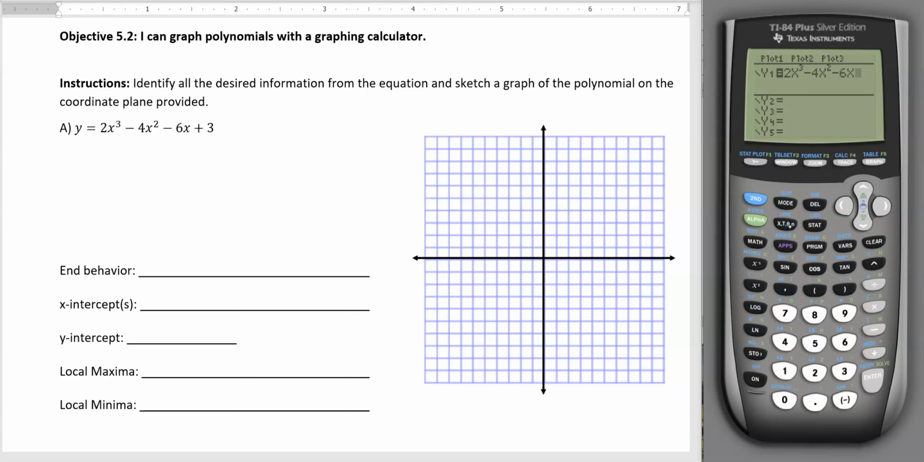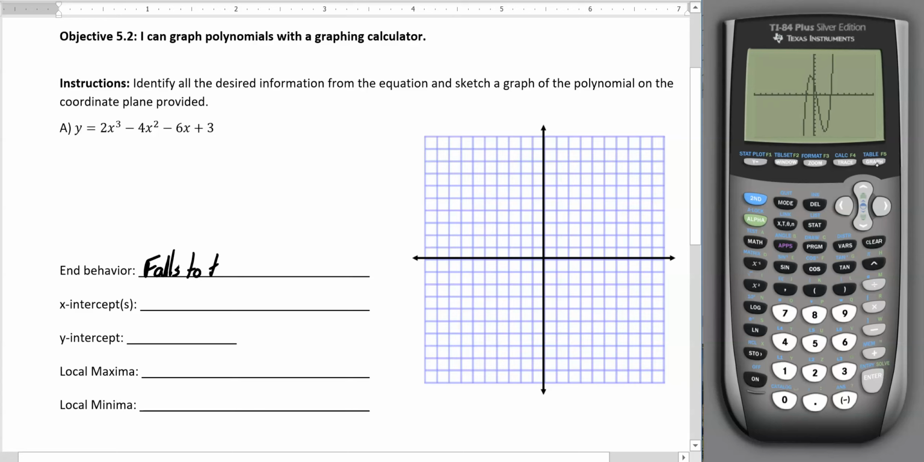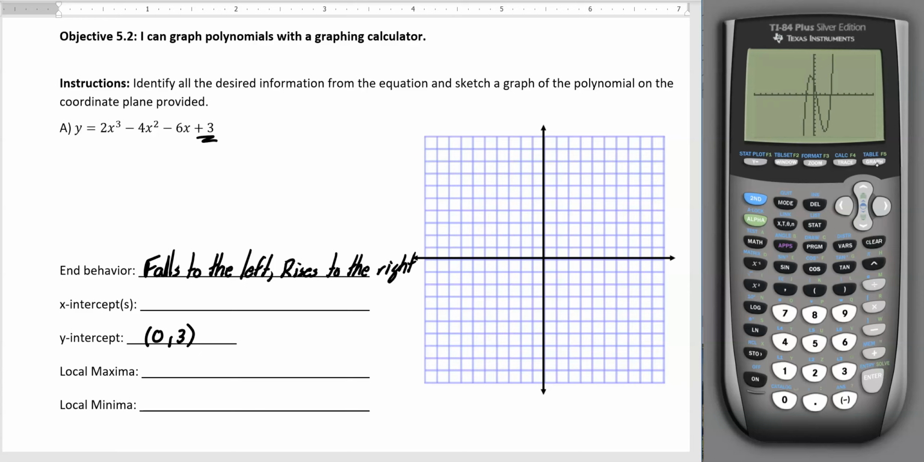Wow, look at that thing. Okay, so we got 3 x-intercepts. We have a maxima, a minima. Notice our end behavior: falls to the left, rises to the right. Fantastic. My y-intercept, of course, is from my constant, 0, 3. So that right there tells me my y-intercept.